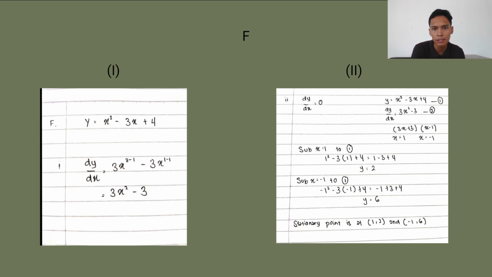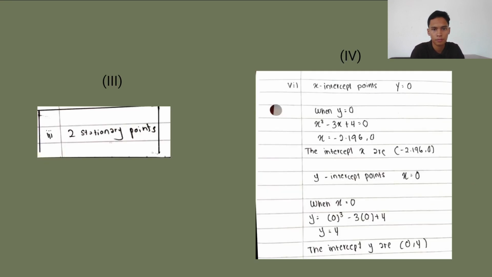So substitute x equals negative 1: negative 1 cubed minus 3 times negative 1 plus 4, so equals negative 1 plus 3 plus 4. So the answer is y equals 6. So the stationary points are at (1, 2) and (negative 1, 6). So number 3, this answer is 2 stationary points.